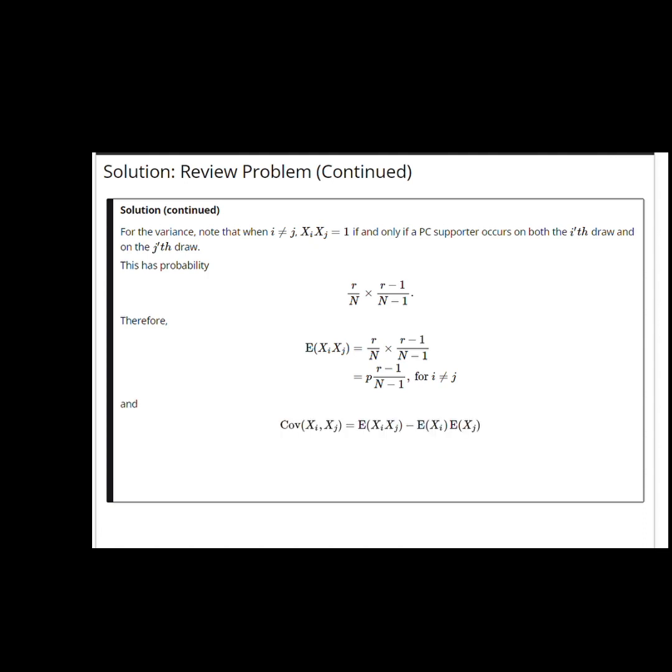Remember, if we know the expected value of a product, we can get the covariance: e of xi xj minus e of xi times e of xj. This can be simplified to p times p minus 1 over capital N minus 1. You'll note that since p is less than 1, this is a negative quantity, which means that if xi is 1, then xj is less likely to be 1. There's a negative association between those two random variables.